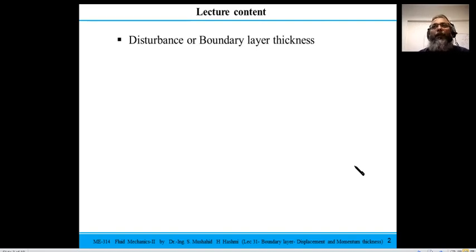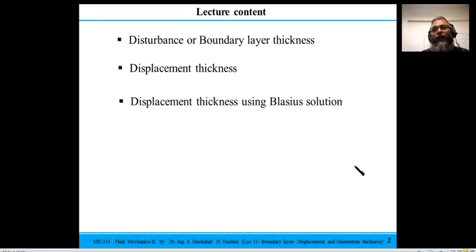We already have an idea. Another name for that boundary layer thickness is disturbance thickness. And then we will introduce one more type of thickness. We have given it the name displacement thickness, and then we will calculate this displacement thickness using the Blasius solution.